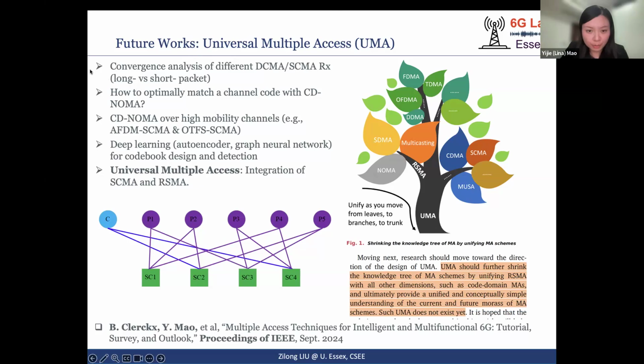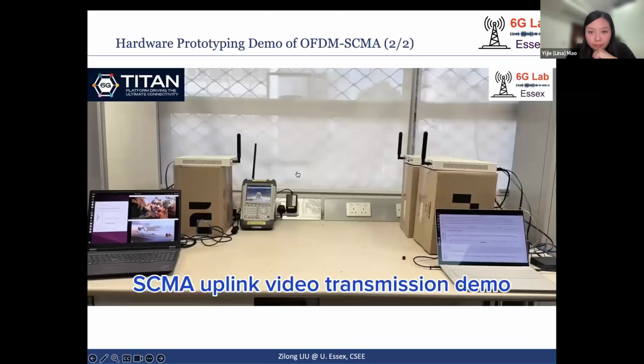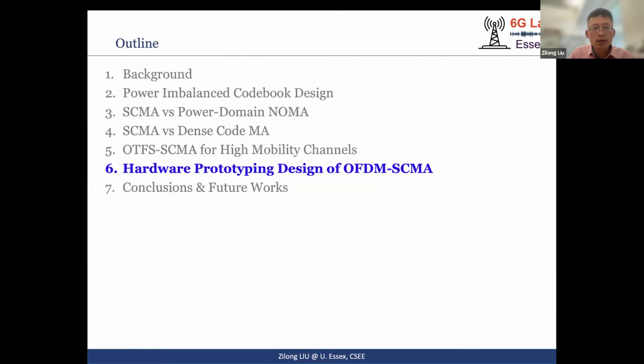We still have a question in the chat box saying, Professor Liu, may I ask if aperiodic frequency hopping sequences can be applied to code domain NOMA? What is the question? Sorry, can I see? Hold on. All right. Aperiodic frequency hopping sequences can be applied. Yeah, certainly.